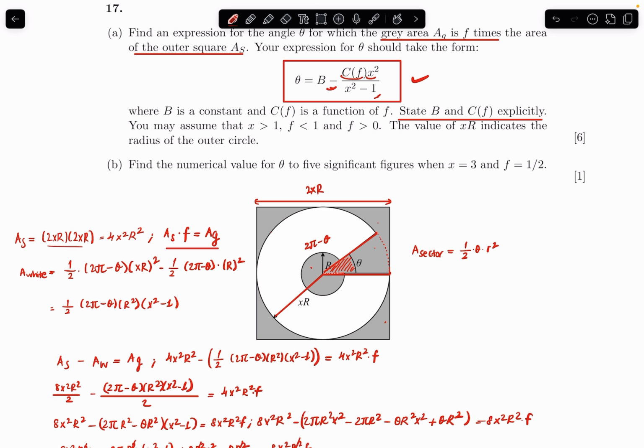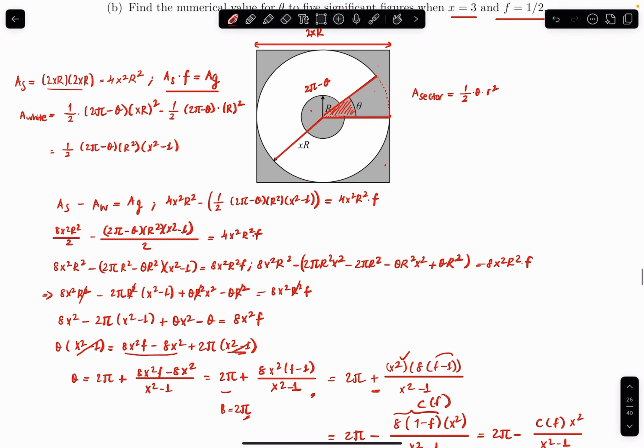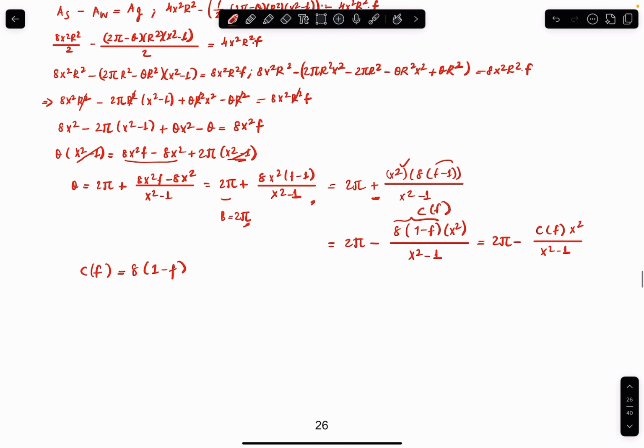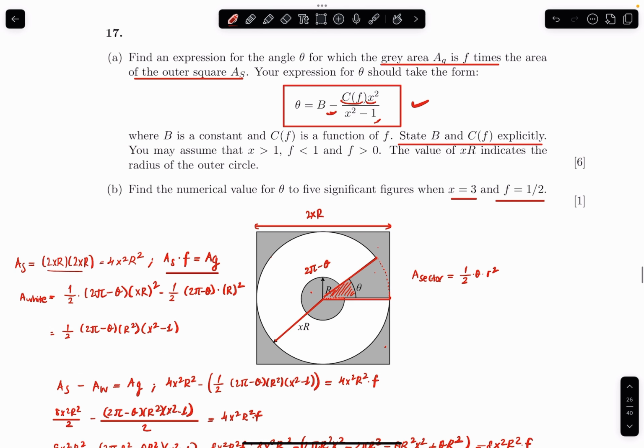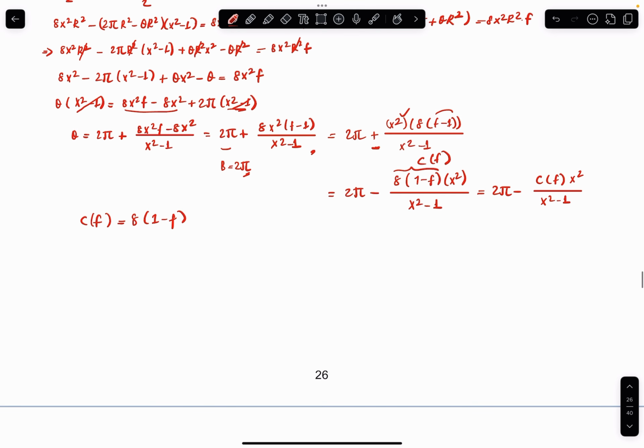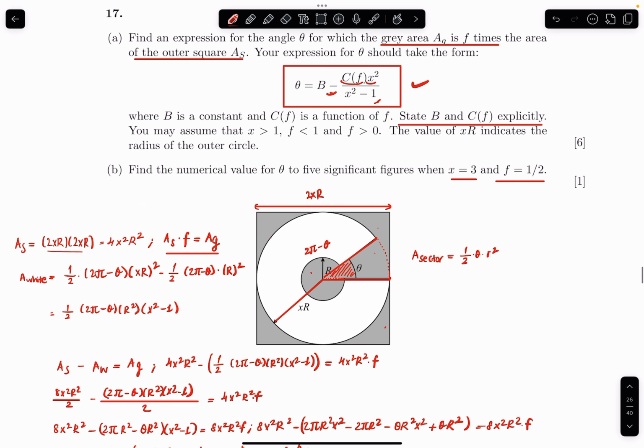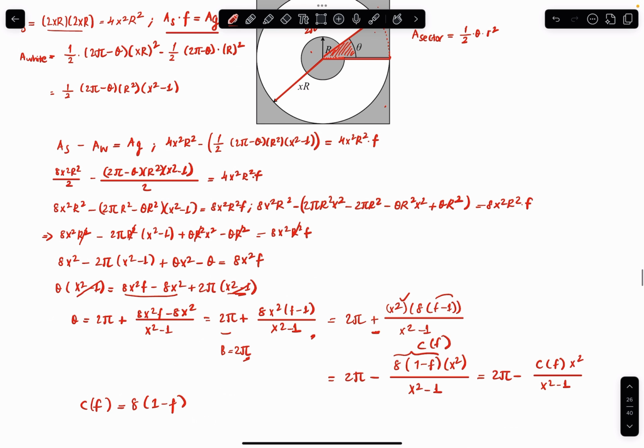The part B of this question says find a numerical value for theta to 5 significant figures when x equals 3 and f equals 1 minus 2. I'm not going to do this part. This is just putting the numbers in the required places and getting the result. And we have to be careful with the 5 significant figures here, but this is basically how you can attempt to solve this question.